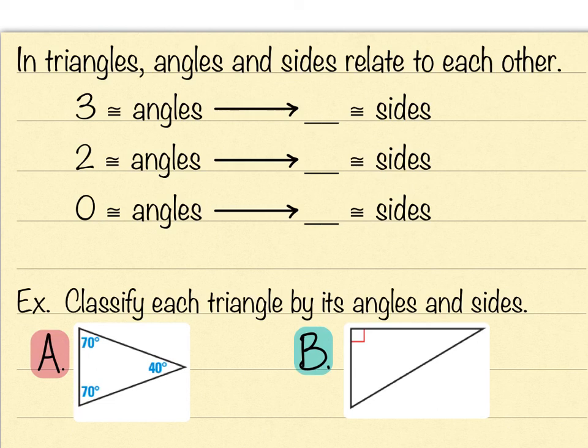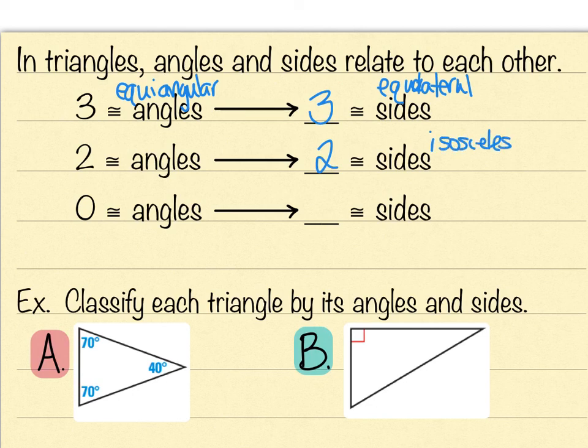Again, as I just mentioned, if a triangle has three congruent angles, it will have three congruent sides. So every equiangular triangle has to be equilateral then. Has to be. I forgot an A there, equilateral. No, that looks bad, but oh well. And then if it has two congruent angles, it will have two congruent sides, which makes it isosceles.